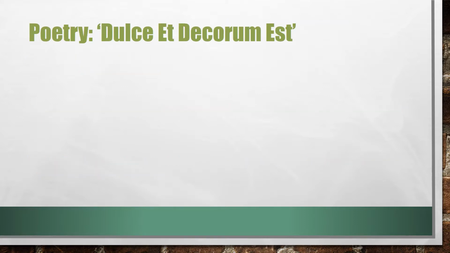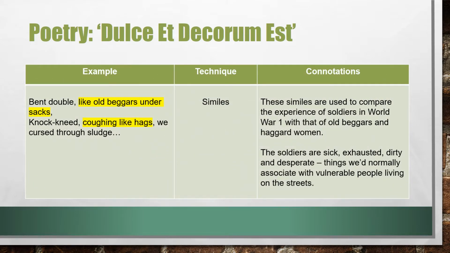First up is poetry, and this is taken from Wilfred Owen's famous war poem, Dulce et decorum est. If we look at the example here, "bent double, like old beggars under sacks, knock-kneed, coughing like hags, we cursed through sludge." Here, the technique that Owen has used are similes, and here's a breakdown of the connotations. These similes are used to compare the experience of soldiers in World War I with that of old beggars and haggard women. The soldiers are sick, exhausted, dirty, and desperate, things we'd normally associate with vulnerable people living on the streets.